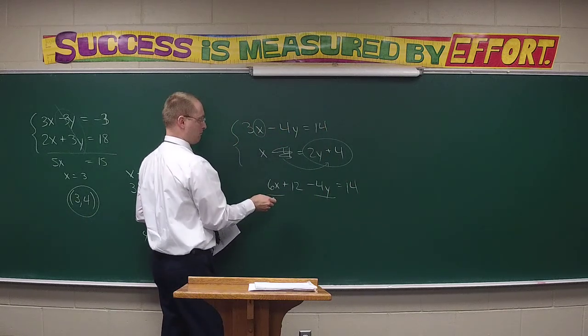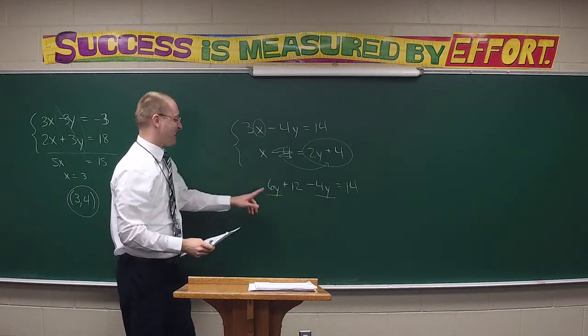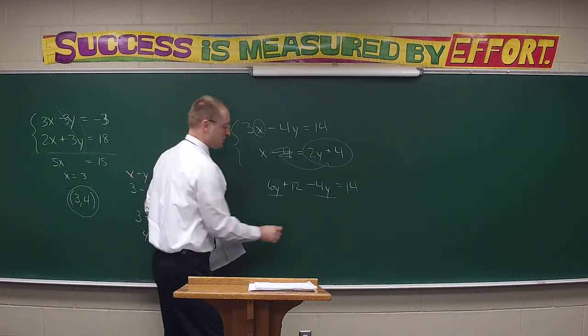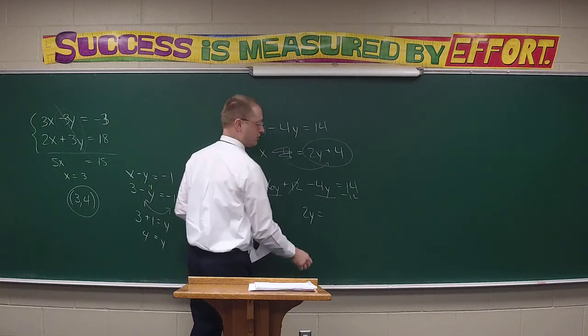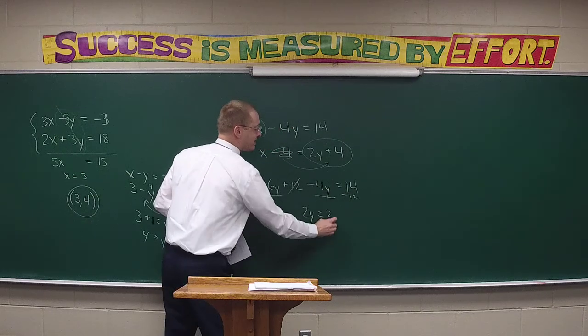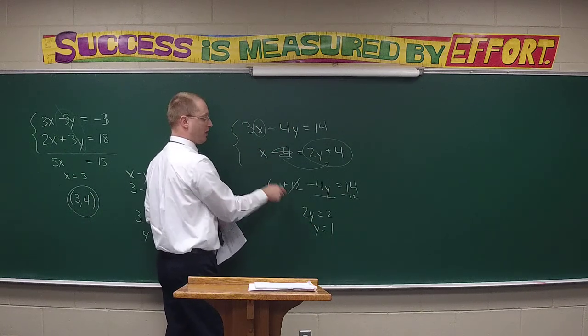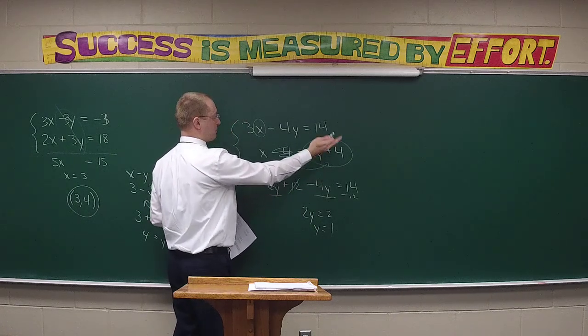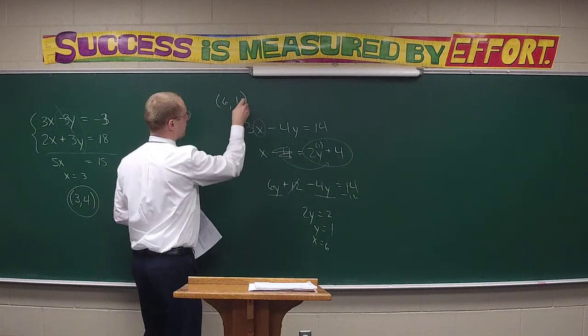We can combine the 6y and the -4y. 2y. Also, move the 12 over as a negative to get 2, and so y equals 1. And the nice thing about the substitution method is it's easiest to solve for the other variable because it's already set up. Just 2 times 1 plus 4, 6. And we end up getting 6, 1 for our answer.